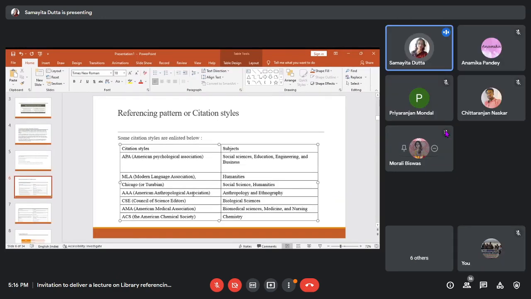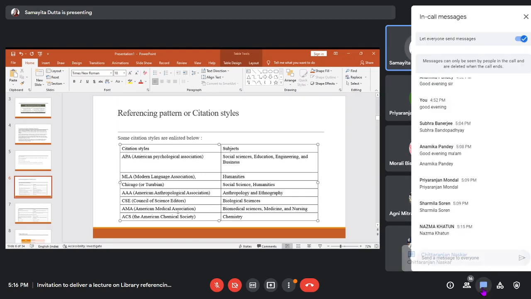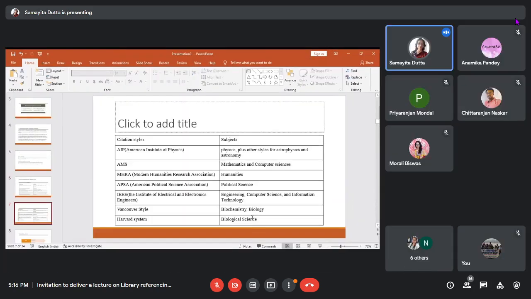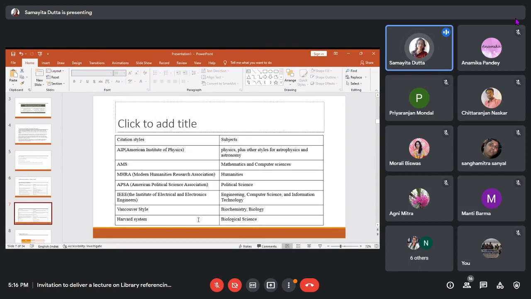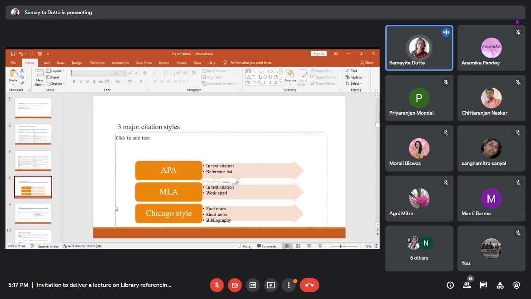If you are a student of conservation biology, there are also several other citation patterns: CSE, which covers biological science; AMA, American Medical Association, covering biomedical science, medicine and nursing; the Vancouver style; and the Harvard system. These are used in biological sciences. But the major three referencing patterns that are basically concerned are the APA style, the MLA style, and the Chicago style of citation.